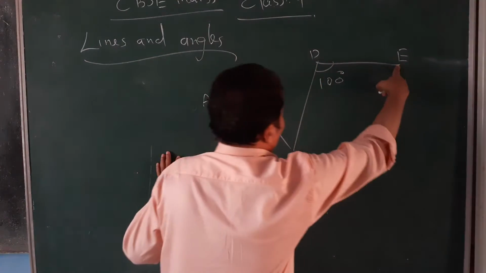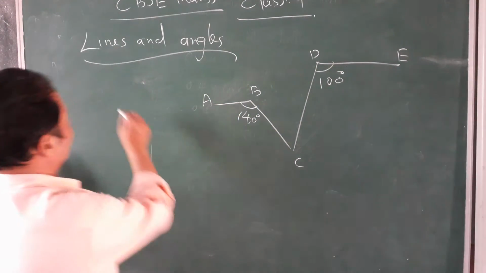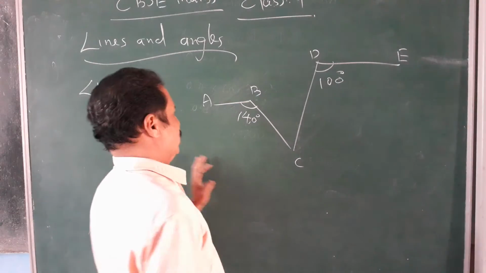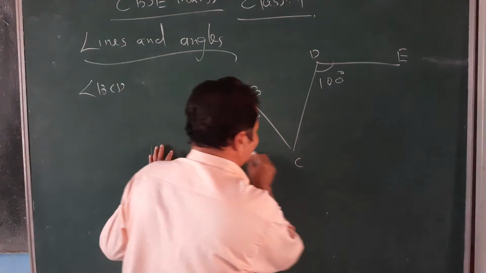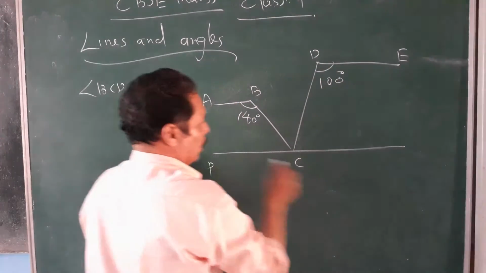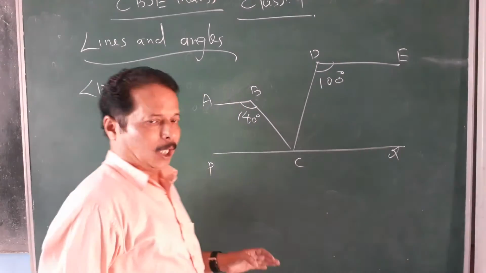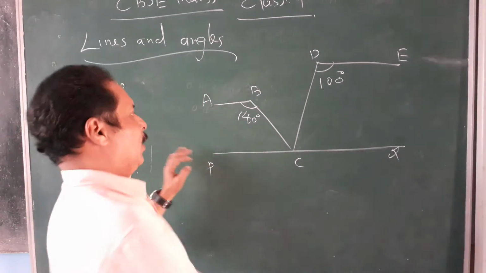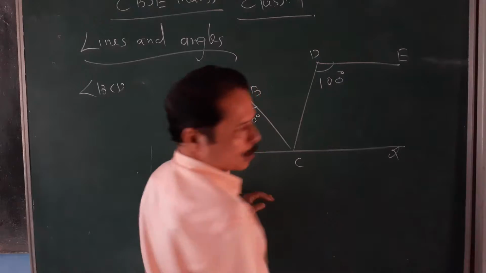In the figure, AB is parallel to DE, that is given. Find angle BCD as a question. There are two ways. One of the ways is to draw a line parallel to DE or AB. Okay, draw a line parallel to AB through C. Automatically it is parallel to DE also.